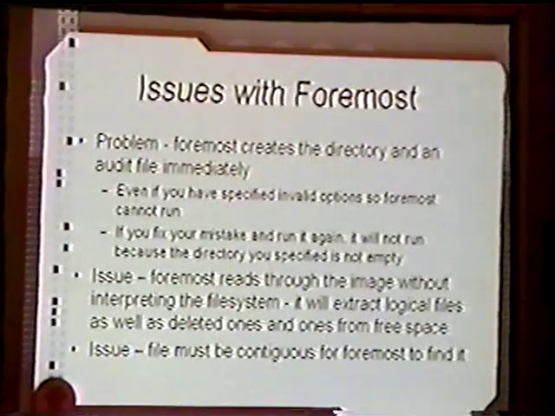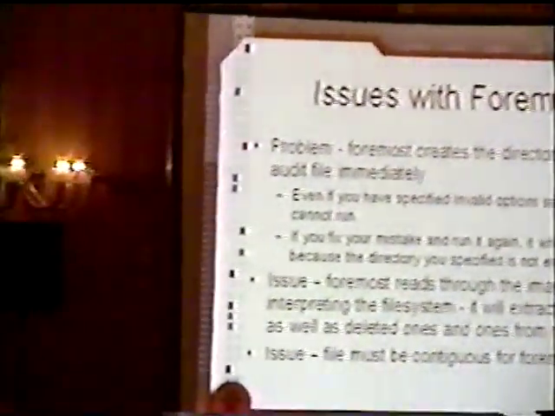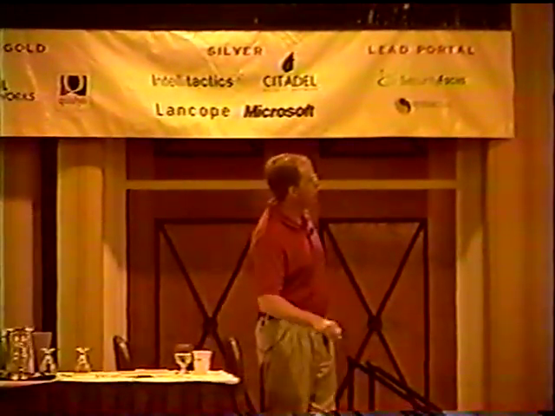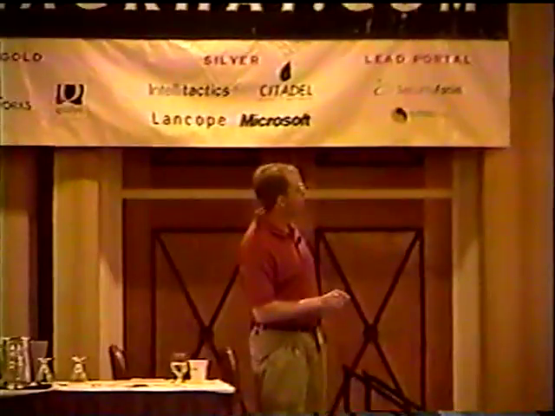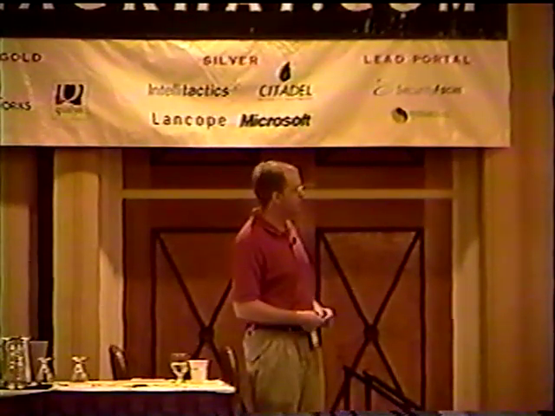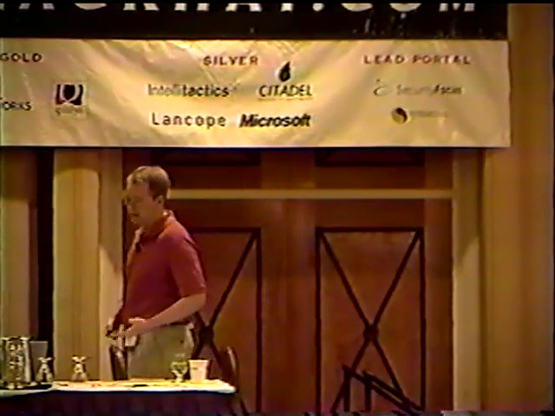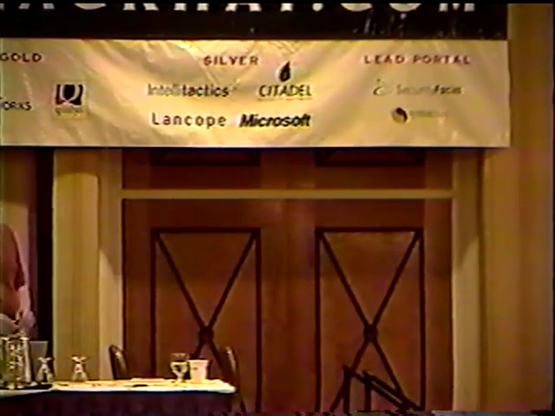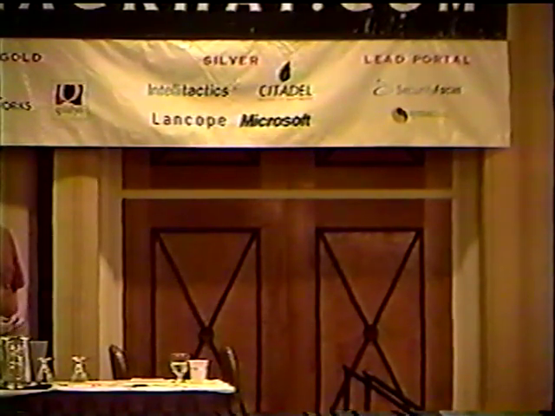A couple of issues with Foremost, and I'm glad Jesse's here because I've been meaning to talk to him about these. One of them is that it creates this output directory immediately if it isn't there, and then it creates an audit file in there. The problem is if you specify invalid options or you mess something up, it creates this audit file and then it basically craps out and doesn't do anything. But then if you go back and fix your typo, it won't run because the audit file has been created in that directory, so the directory is not empty. So just be aware of that. That's the only real problem with Foremost. Other than that, it's a great tool.